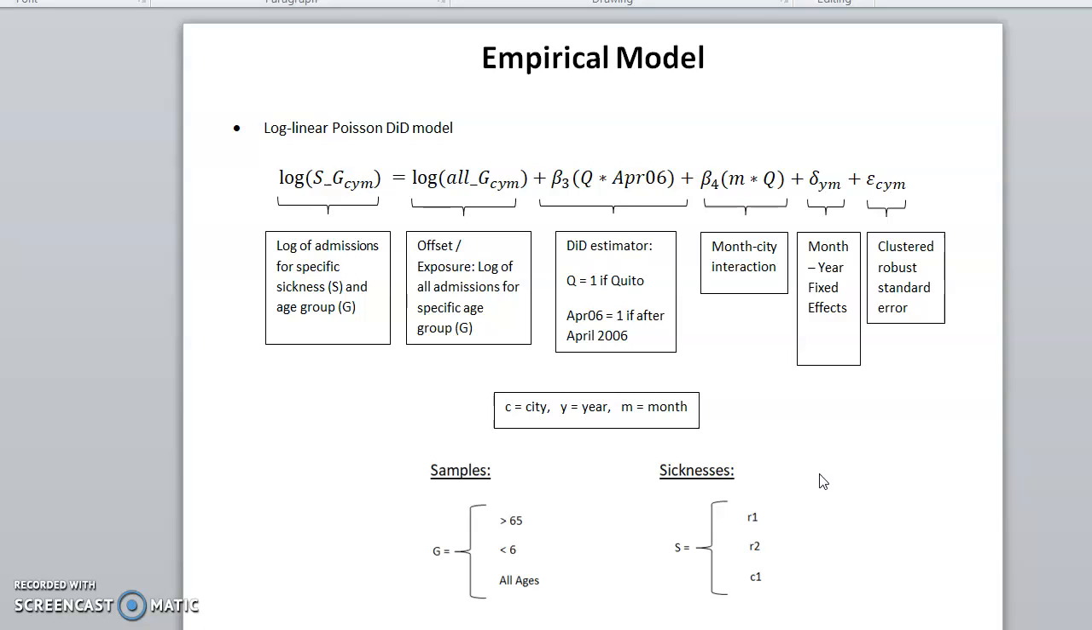This won't take long at all. This is the model that I've been running. I already presented this before. This is my difference in difference model.